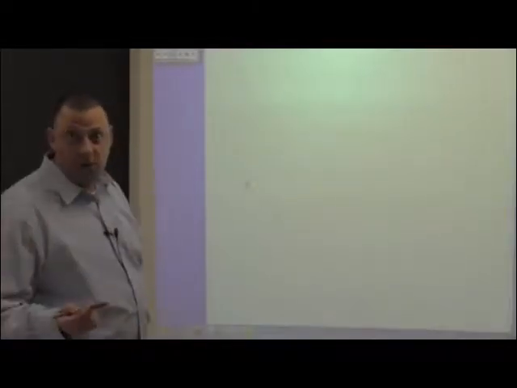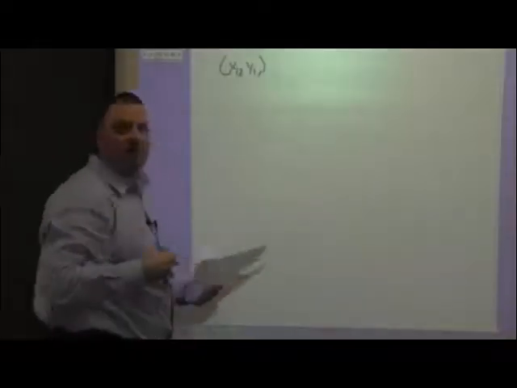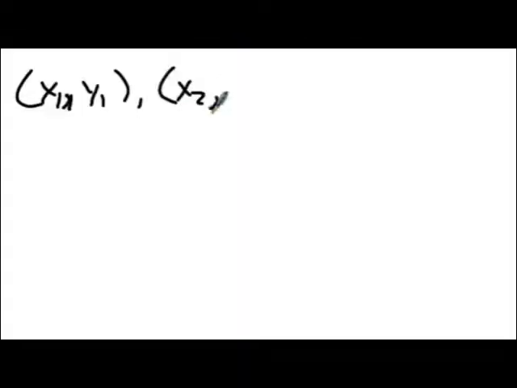First of all, you have to have 2 points, two ordered pairs. We'll call the first one x1, y1. That just means the first point. And then the other one we'll call x sub 2, y sub 2. Just means the second point.